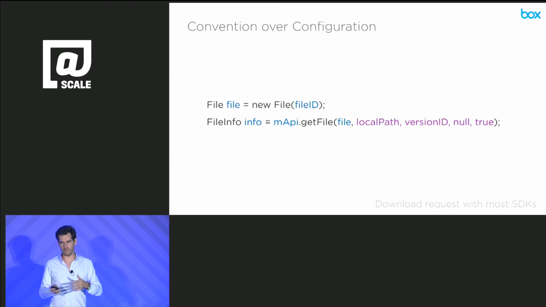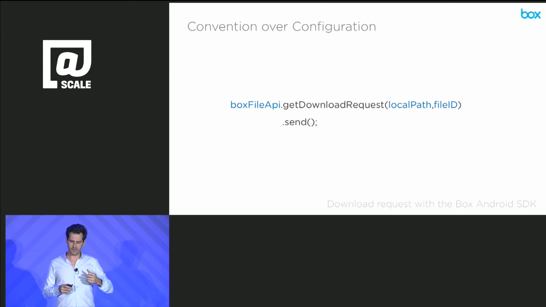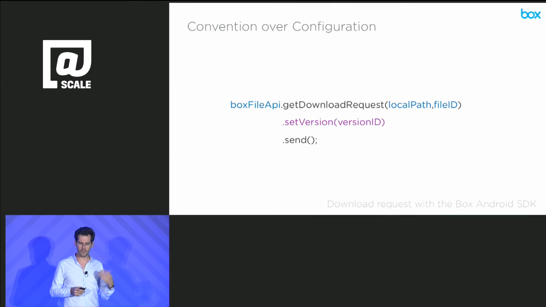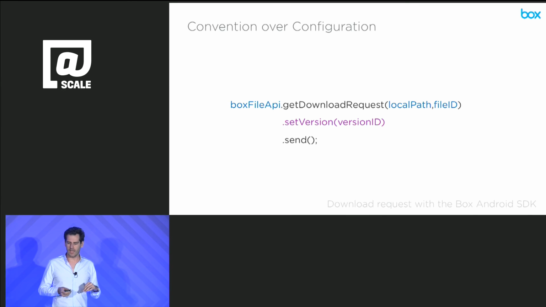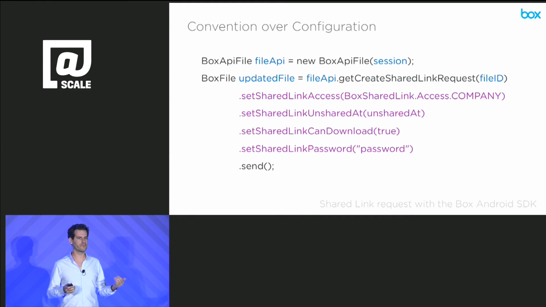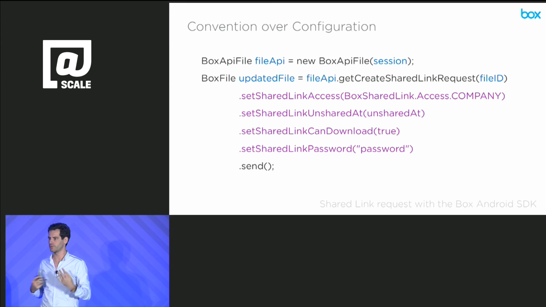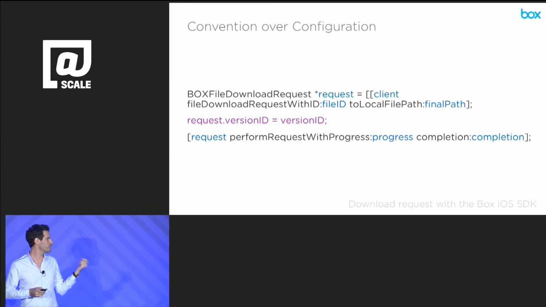So for the Box SDKs, we took a slightly different approach where you can still perform a basic download request, but if you want to reconfigure specific aspects, you can by chaining options. And this pattern allows you to create very complex requests while keeping it simple for the first-time user. For example, if you want to create a shared link, you can still do it in one line, but if you want to reconfigure all the aspects of it, you can. And we've done that for Android and for iOS.